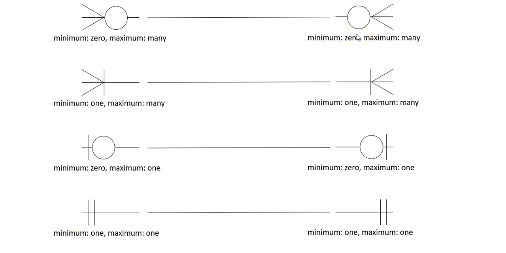On the other side of the relationship line, we can have the same 4 symbols. And so if we have 4 symbols on one side of the relationship and 4 symbols on the other side of the relationship, if you do the math, that means 16 combinations. And all of those combinations might not be available to you in Draw.io. So we can create our own relationship line. So I'm going to go back to Draw.io now.